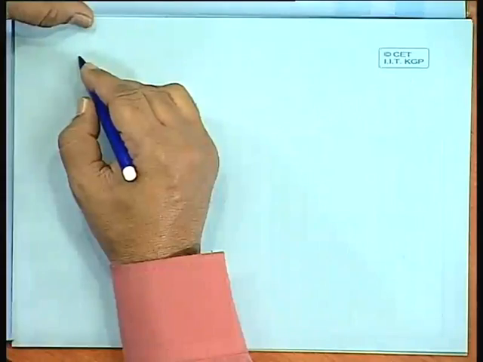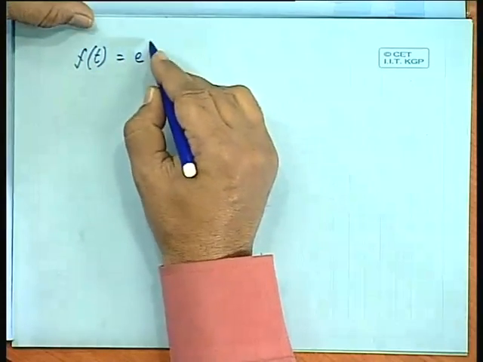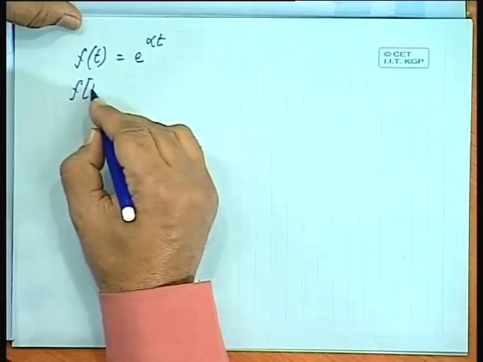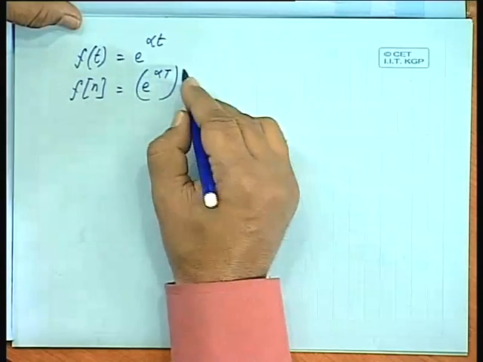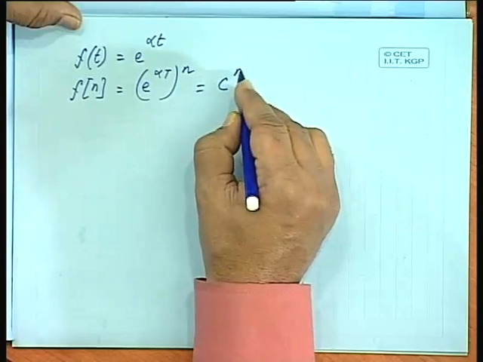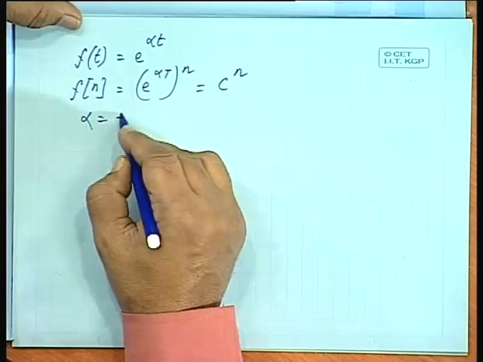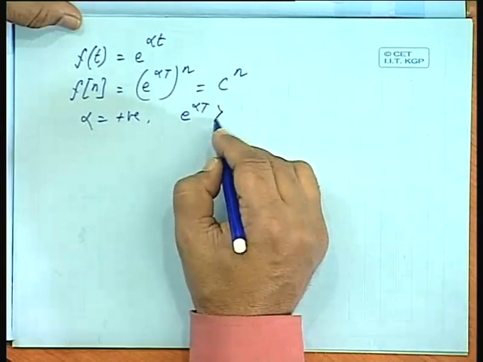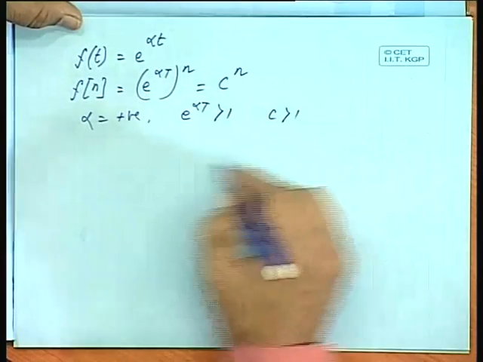Good morning, friends. In the last class, we were observing exponential functions of this kind. The sampled version was f[n] = (e to the power alpha t) to the power n. So, this we took as a constant c, and if alpha is positive, we observed e to the power alpha t is greater than 1, that is, c is greater than 1.